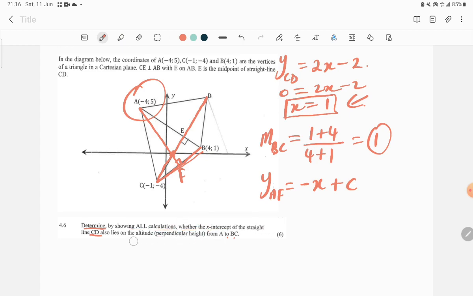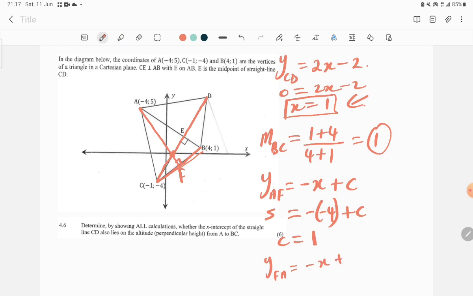So we now can substitute by using these values of A. In the place of y we put 5, then in the place of x we put -4. That makes negative, then therefore is equal to C. Then our C becomes just 1, because we have 5 minus 4, which is just 1. So the equation of line AF or FA is equal to -x plus 1.